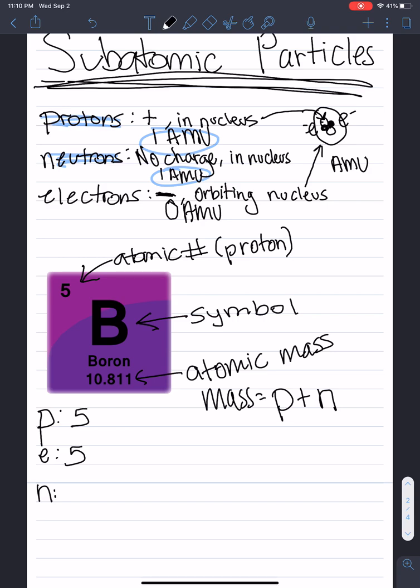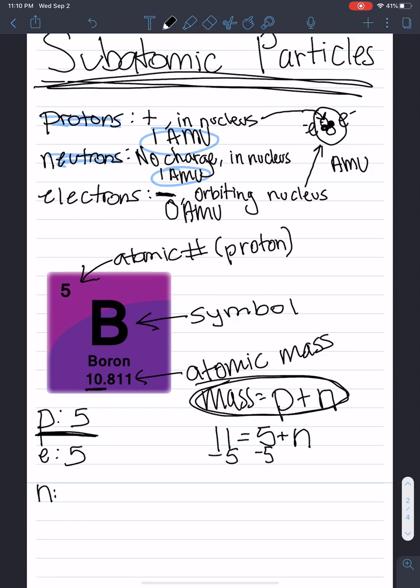So to figure out our amount of neutrons, remember we have to use this equation right here, okay? So let's plug in our numbers. So our mass is going to be 10.811. In this class, we're going to round, okay? So we're just going to round so that it's just 11. So it's going to be 11, and that's going to equal 5, right? We got the 5. That's our number of protons right here, plus our n. So then we're going to minus 5, and we get 6 equals n. So now we have 6 neutrons.